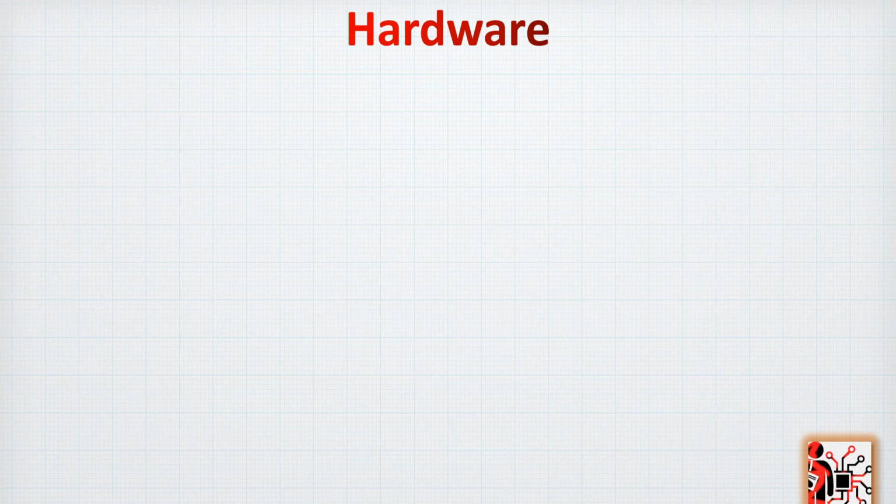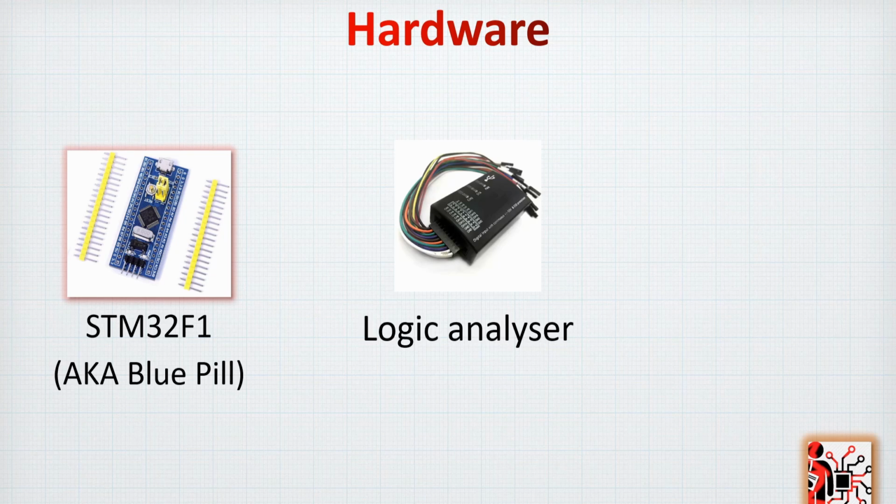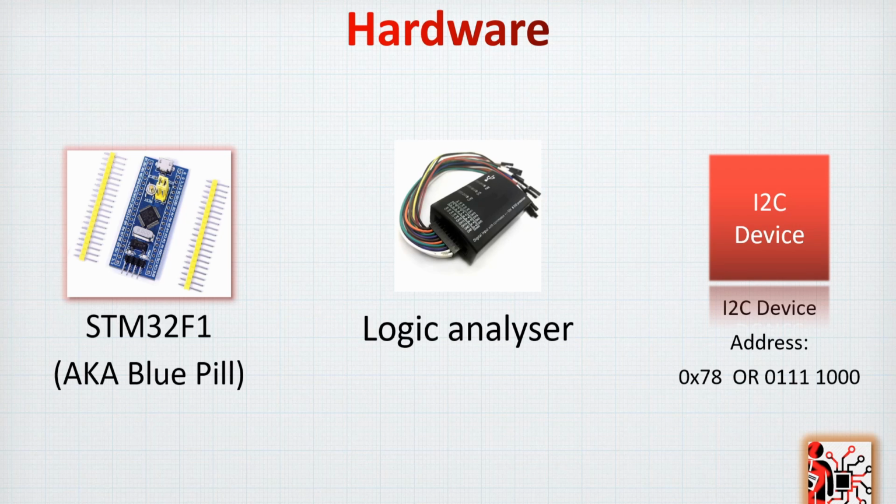Okay, the hardware that we are going to use is the STM32F1 aka Blue Pill, also a logic analyzer, and finally an I2C device. I put it here as an I2C device because you can really use whatever I2C device you have. The address that we are going to use for this I2C device is the hexadecimal number 78.